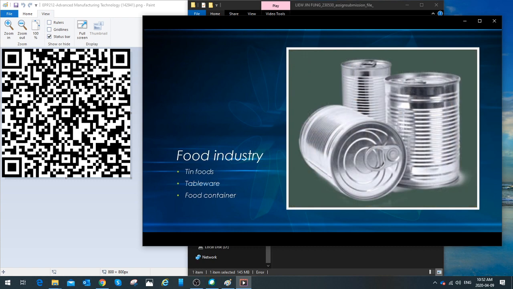And the last one is the food industry. Examples of parts produced through electroplating are tin foods, tableware, and food containers. The electroplating process produces tableware plated with stainless steel, which can help prolong the lifetime of food tools and prevent rust.